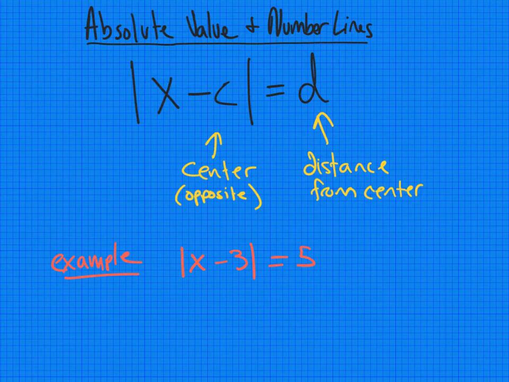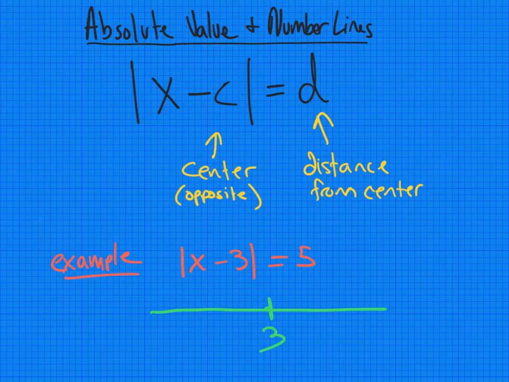So let's take a look at an example here. Absolute value of x minus 3 equals 5. In this example, that minus 3 is the c value, so that's going to represent the center number on our number line. But what you've got to remember is that it's always opposite of what you see here. So x minus 3 means my center is at positive 3. So I'm going to draw a number line with positive 3 as my tick mark number.